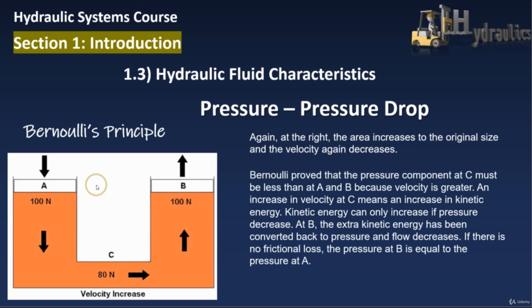Bernoulli proves that the pressure component at C must be less than at A and B because the velocity is greater, and an increase in velocity at C means an increase in kinetic energy. Just imagine, speed, velocity, it will increase the kinetic energy. Kinetic energy can only increase if the pressure decreases. At B, the extra kinetic energy has been converted back to pressure and the velocity decreases. If there is no friction loss, the pressure at B and A will be almost the same.